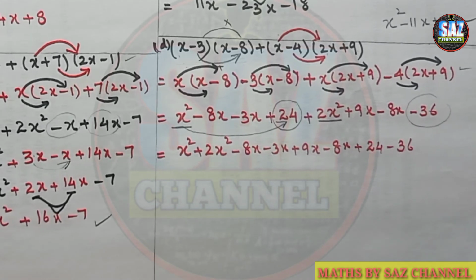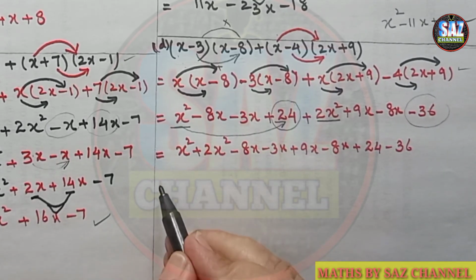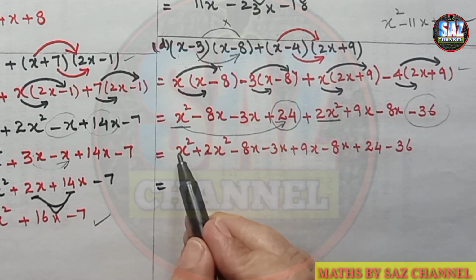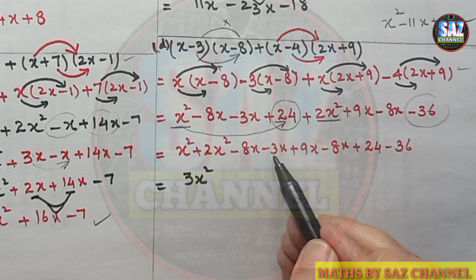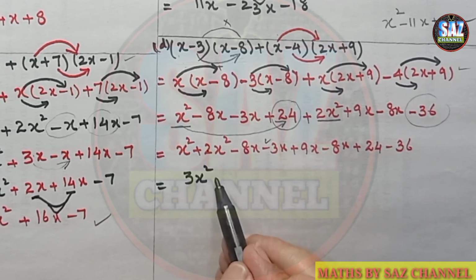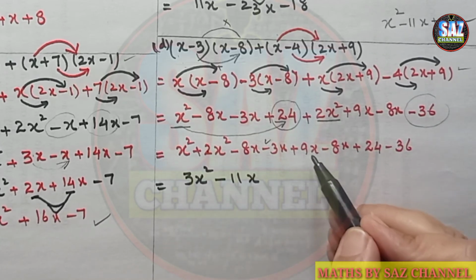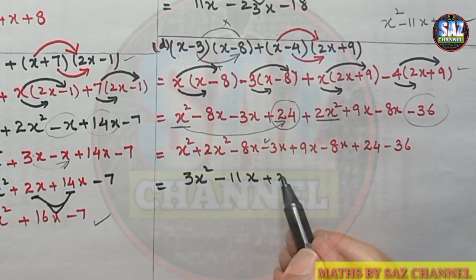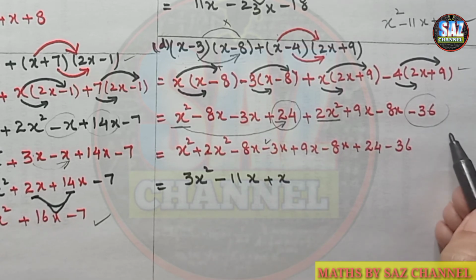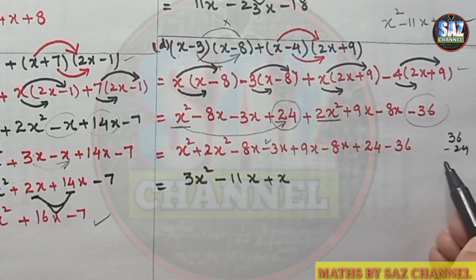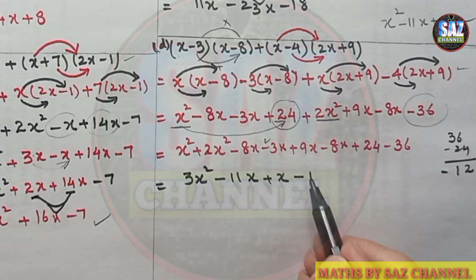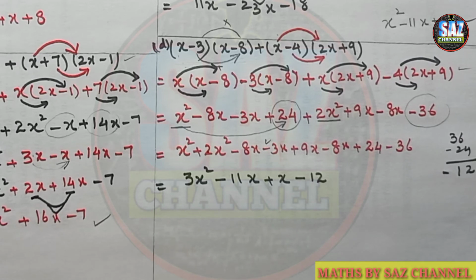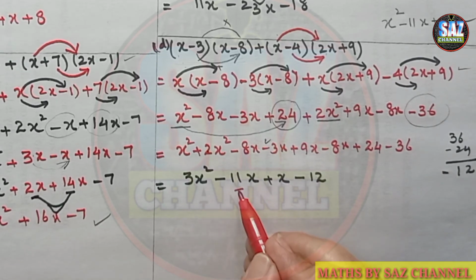Now coming to the next part, it's time to solve the like terms. 2x square plus x square will give me 3x square. And now look, 8 and 3 with the same minus sign, minus 11x, and 9 minus 8 is 1, plus x, and take away 24 from 36. 36 minus 24: 6 minus 4 is 2, and 12. But with what sign? Minus sign. So minus 12.